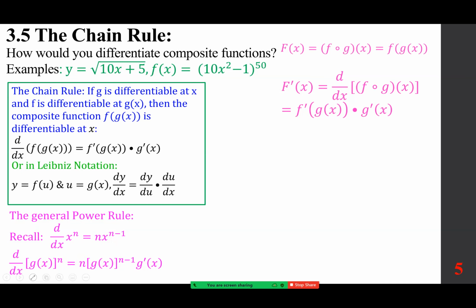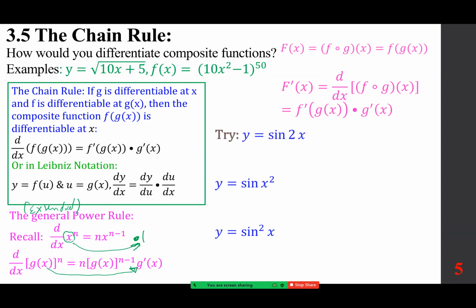One thing that may be helpful to see is, first of all, the general or extended power rule. Secondly, what is the derivative of x? It's 1, but we don't have to write it because it makes no difference. So the derivative of x gives you 1. But what is the derivative of g of x? Now it makes a difference. You have to write it.